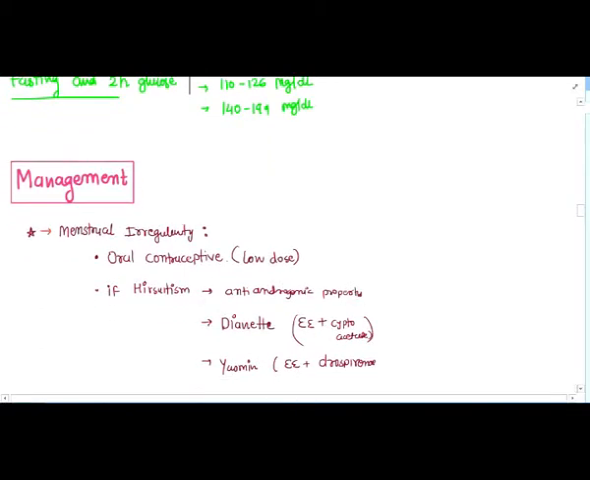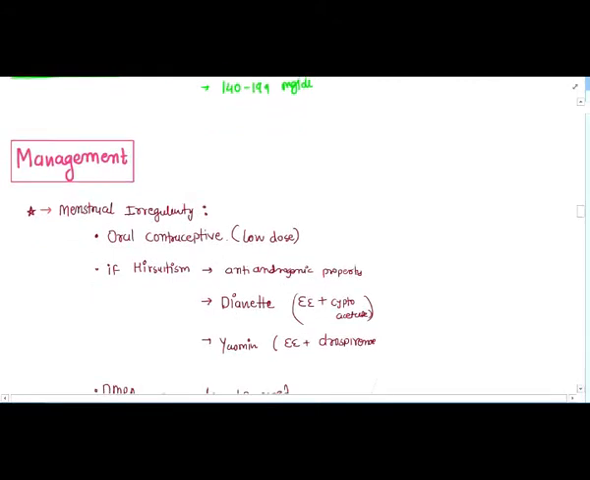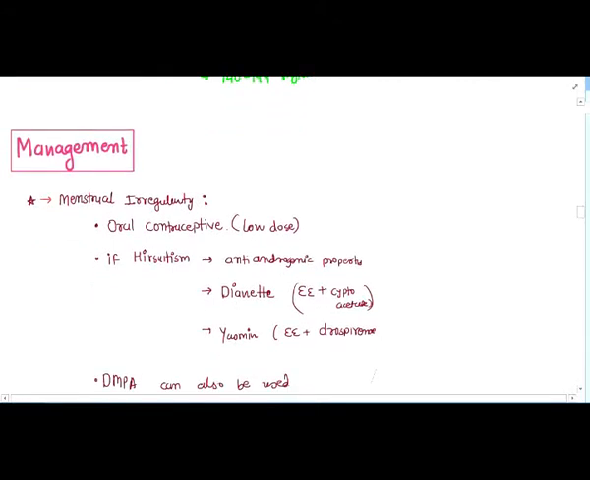First of all, we need to treat the symptoms of the disease. If there is a menstrual irregularity, then we have to treat the menstrual irregularity first. If the main symptom is infertility, we have to treat infertility first. So depending on the main symptoms of the patient, we have to treat this disease rather than treating it as a norm.